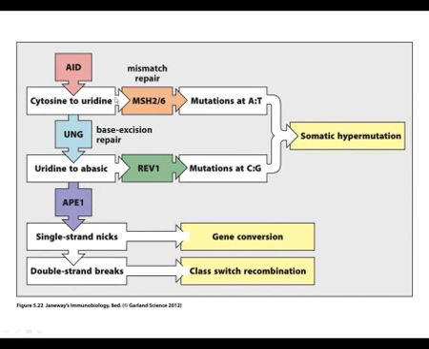If this is in the switch region, however, the same thing happens. AID comes and changes the cytosines into uridines, and UNG comes and removes these uridines and makes them abasic. And then these abasic sites get nicked. Remember, this is single strand here, so you get a single strand nick using APE1. So then you actually have a break. You're going to have a bunch of these little nicks, and when this happens, you can actually get class switching recombination.